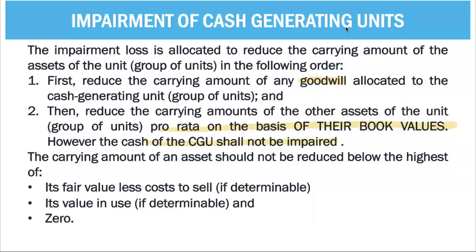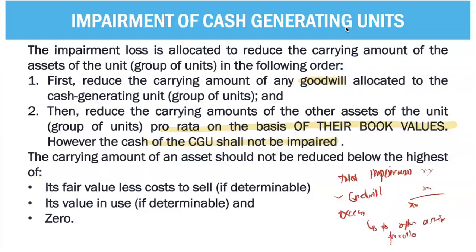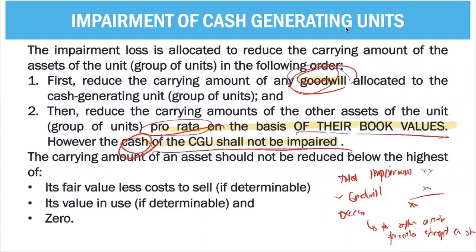Okay. So for example, your total impairment, first, you apply it to goodwill. Okay. Whatever is the excess, where do we apply them? To other assets, pro rata, except cash. Okay, remember that? First to goodwill, then to other assets pro rata, except cash. Okay, cash shall not be impaired.